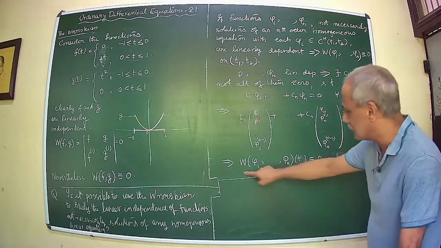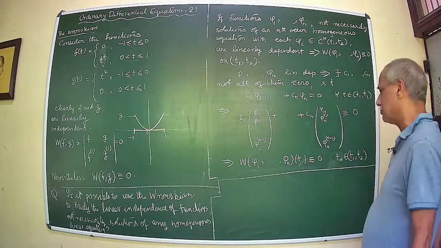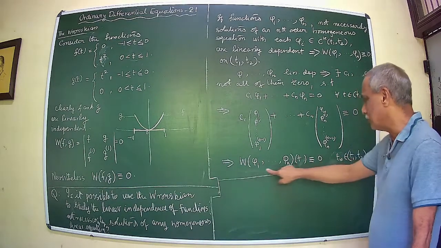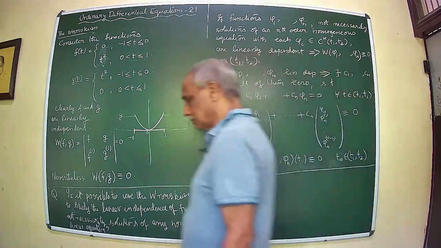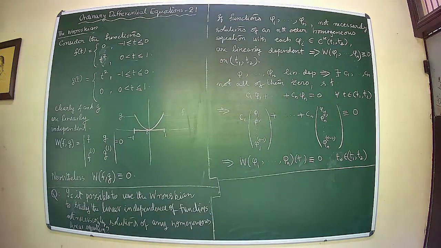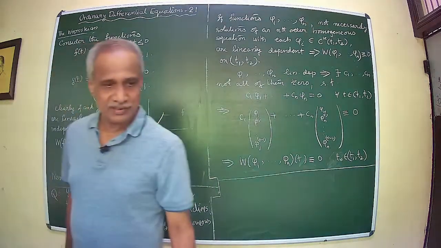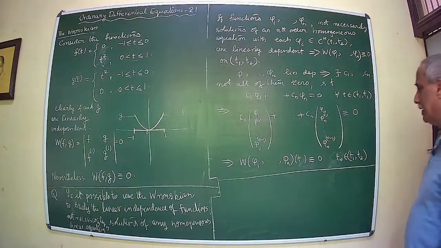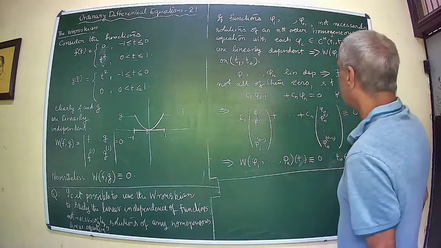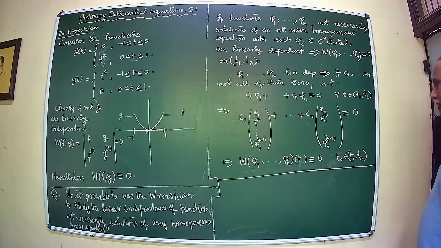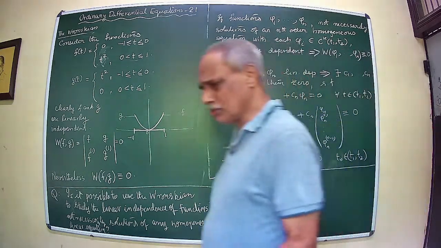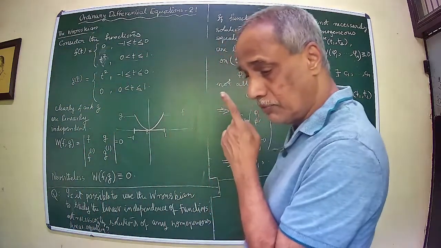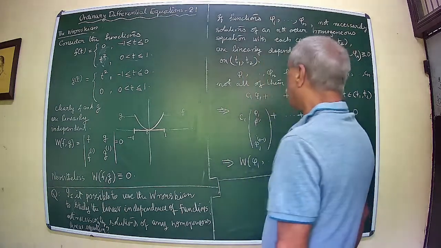What is the consequence of this? Suppose this is not equal to 0. What is the negation of this? This is not equal to 0 for some t naught. Then certainly these functions are linearly independent. So that is the way in which you can possibly use it. The negation of this will give you the linear independence of phi 1, phi 2, etc., phi n at some point. So that's the use of that particular part. Now we want to go further.